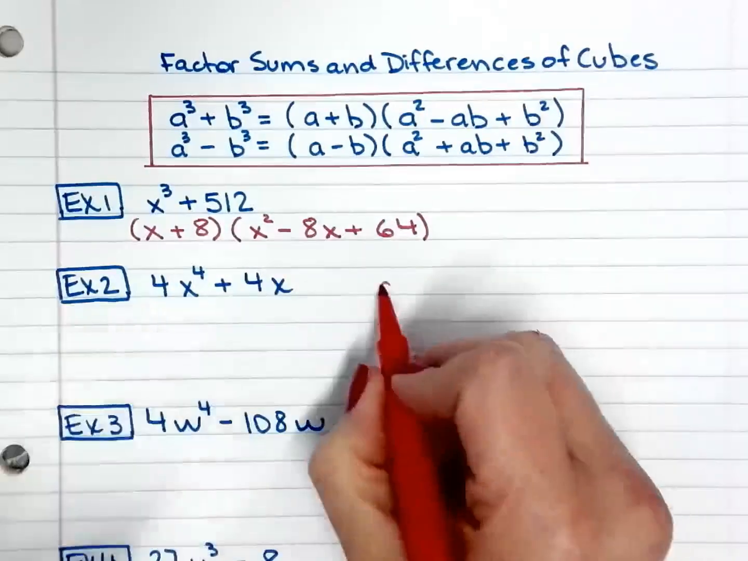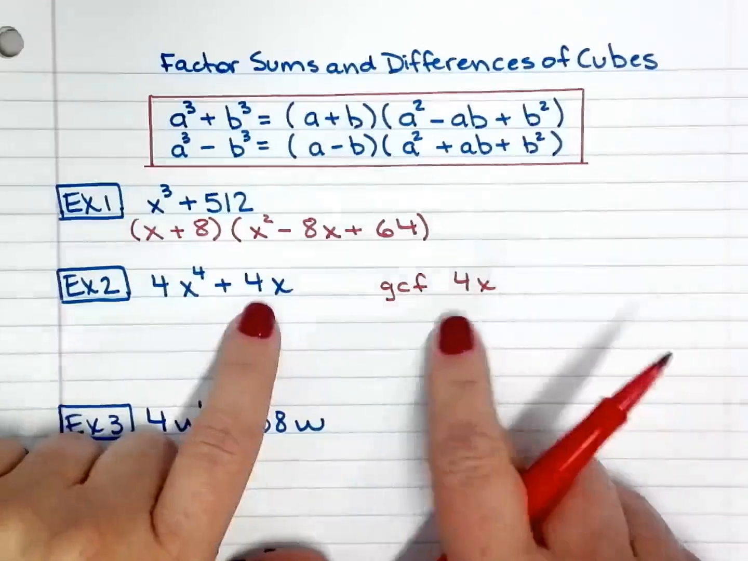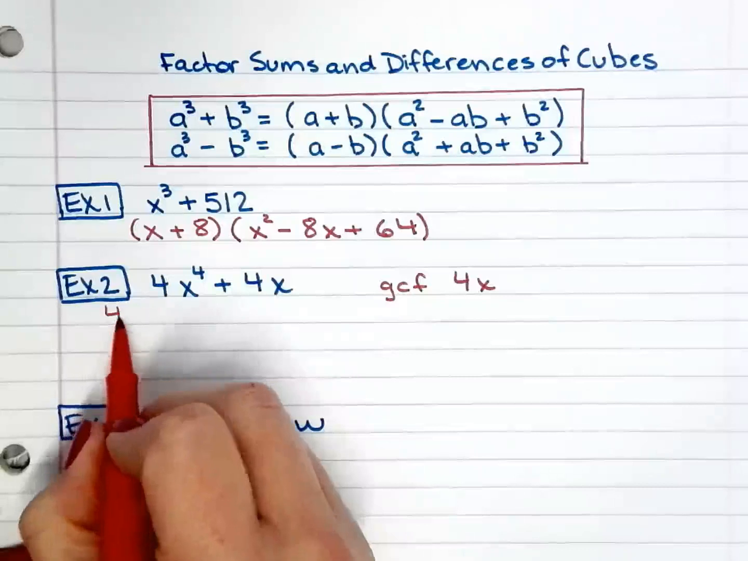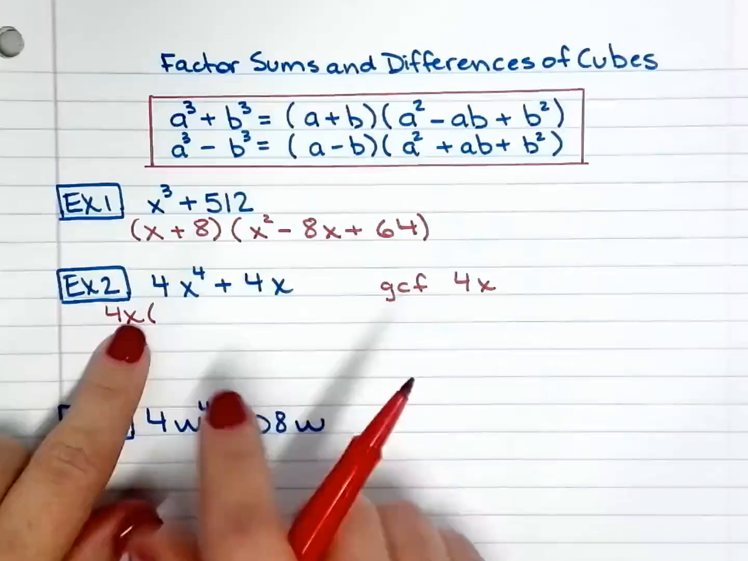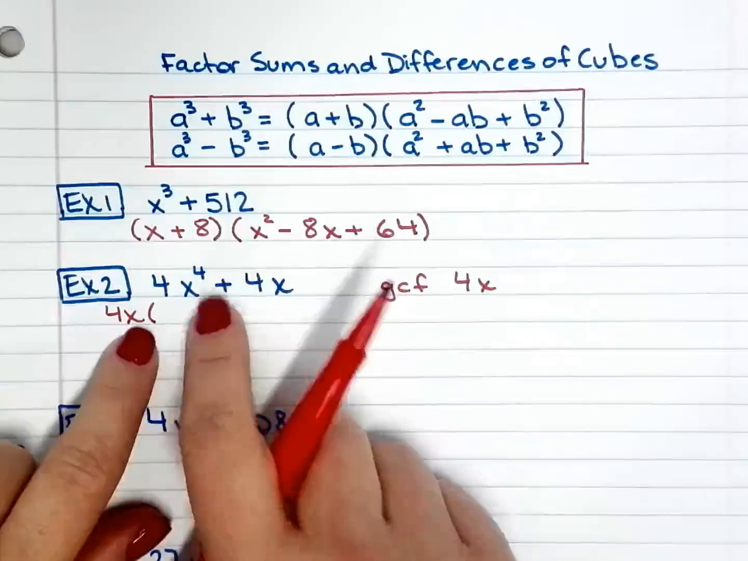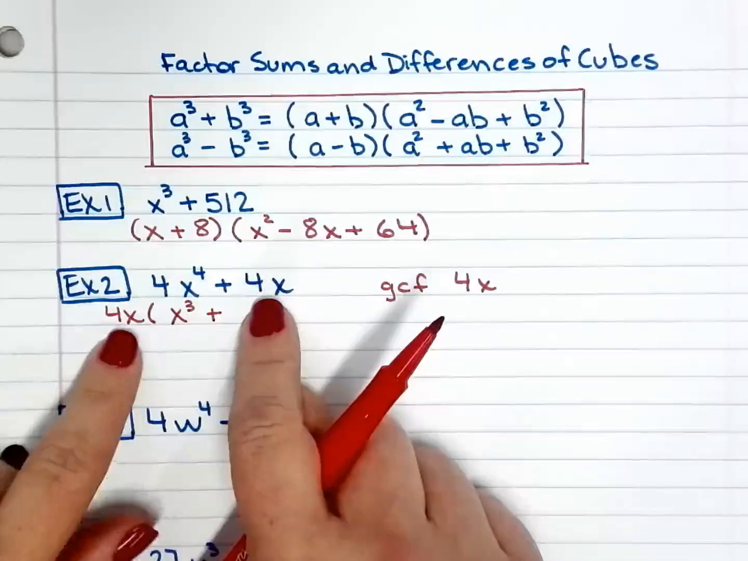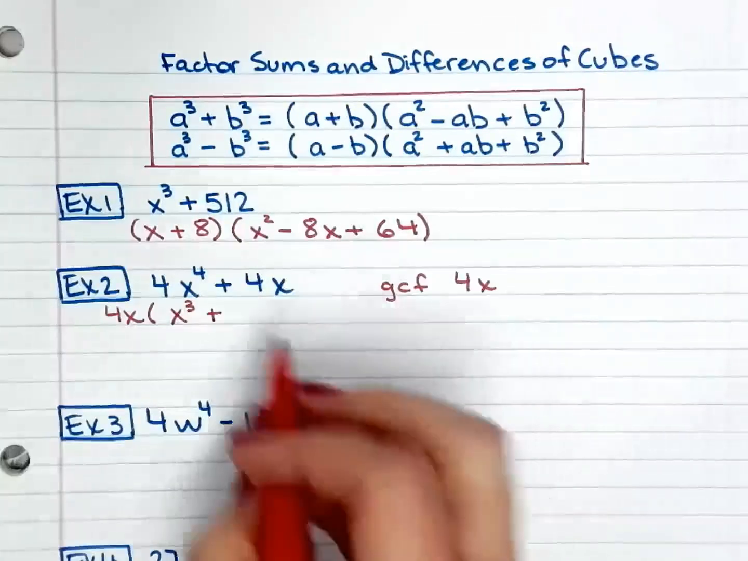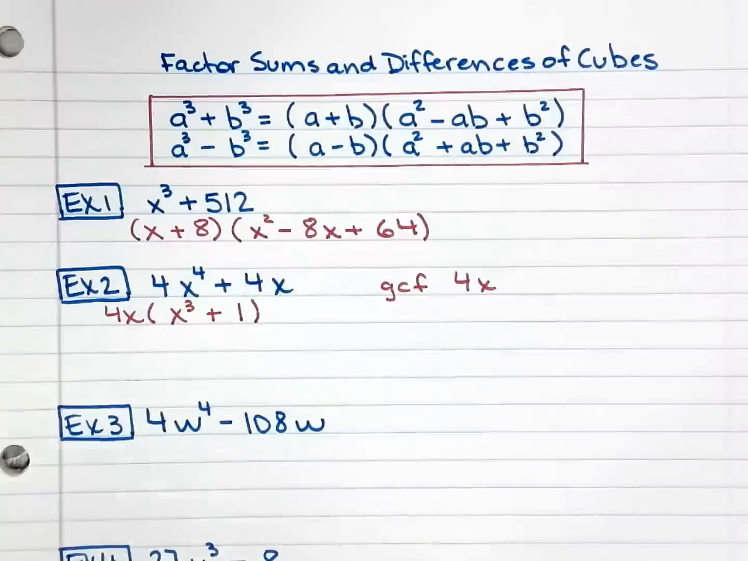Example 2, on the other hand, you do have the GCF to start out. So GCF goes right there, it doesn't disappear, it goes in the front. So 4x. Now 4x to the fourth power divided by 4x, 4 divided by 4 is 1. X to the fourth power divided by x, you get x cubed, plus 4x divided by 4x. That's not 0. That doesn't disappear. That doesn't cross out. That's 1. 4 divided by 4 is 1. X divided by x is 1.